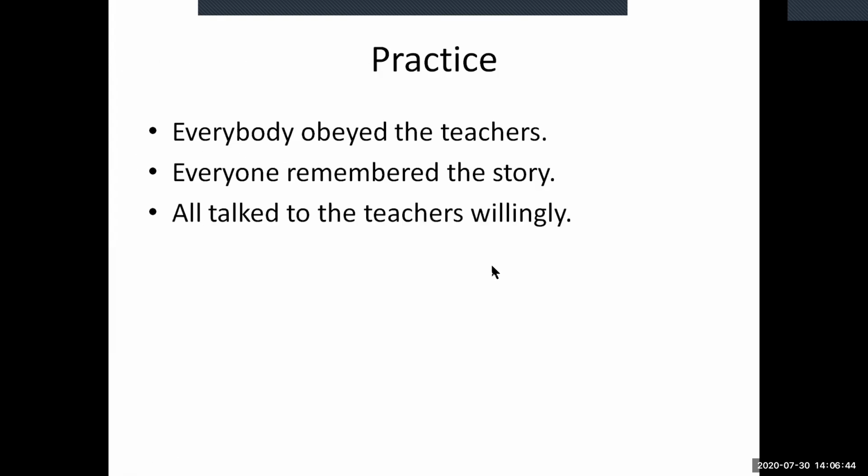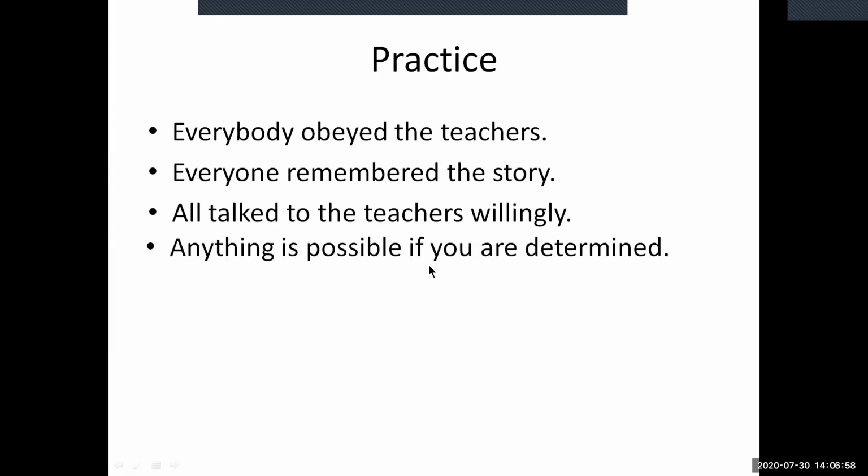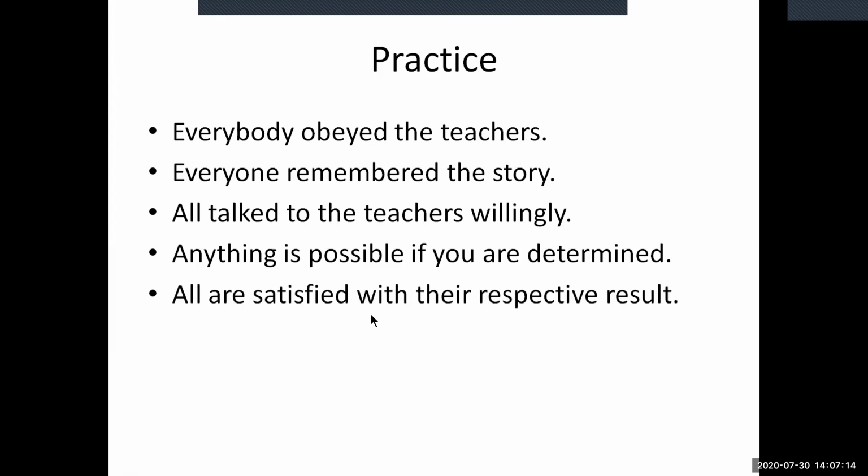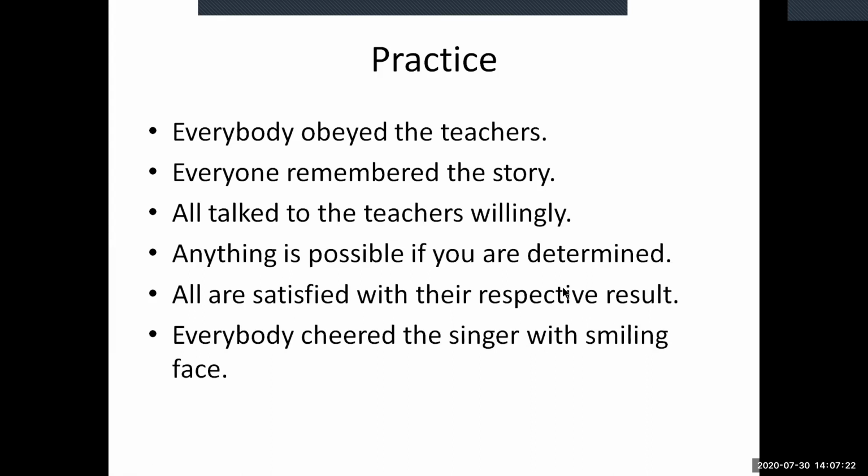All talk to the teachers willingly. None should be used in the place of all, and the negative meaning of the remaining part will make the sentence negative. Anything is possible if you are determined. The negative of anything is nothing, and then you need to make negative of the remaining part. Then the first sentence will finally be negative. All are satisfied with their respective result. All should be replaced by the word none, and the remaining part of the sentence should be replaced by the phrase or clause which gives opposite meaning.